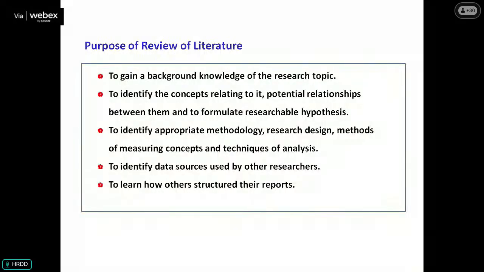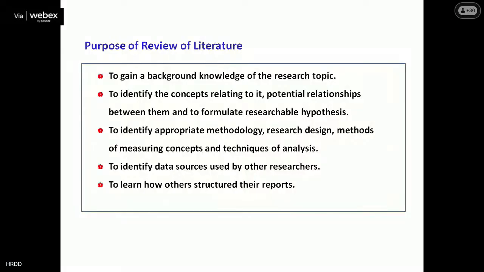Synthesis, characterization, assembled nanostructures for surface enhanced Raman scattering and electrochemistry applications. So you have to understand the basics of electrochemistry. Yeah? So that should also be clear to you. That you can do with the help of literature, to identify appropriate methodology and research design.